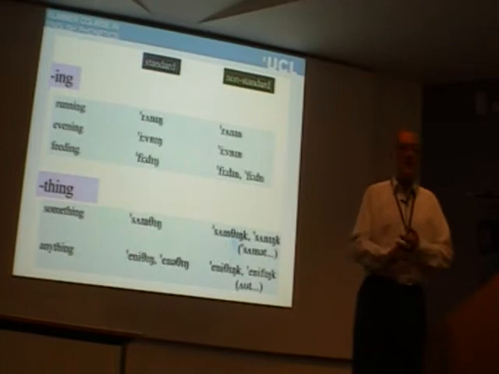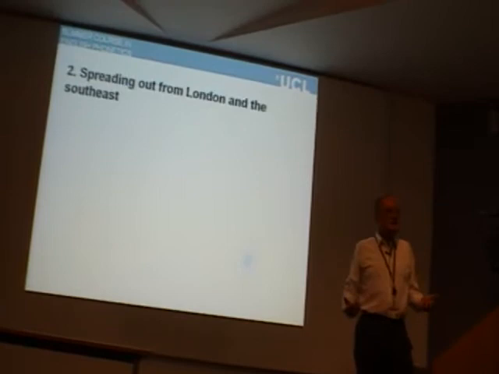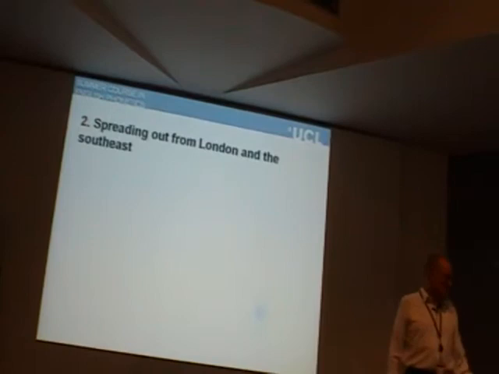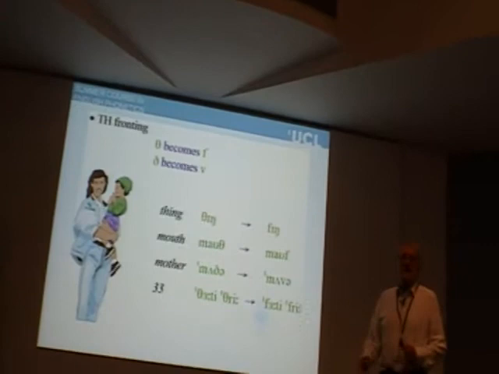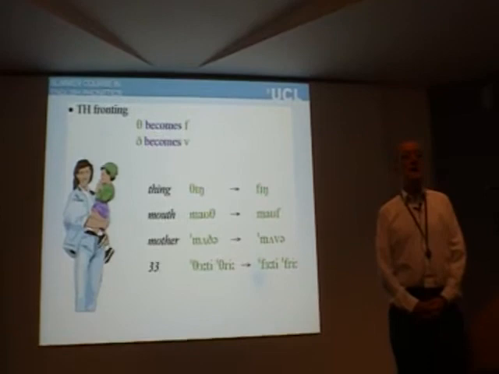Okay, those are some general things. Now, the next group I want to look at is basically London innovations, which at the moment are on the whole characteristic just of London speech or the southeast, but are clearly spreading. The first of these is what we call TH fronting. This applies to the dental fricatives, the sounds spelt with the letters TH, and what happens to them is they become labiodental.